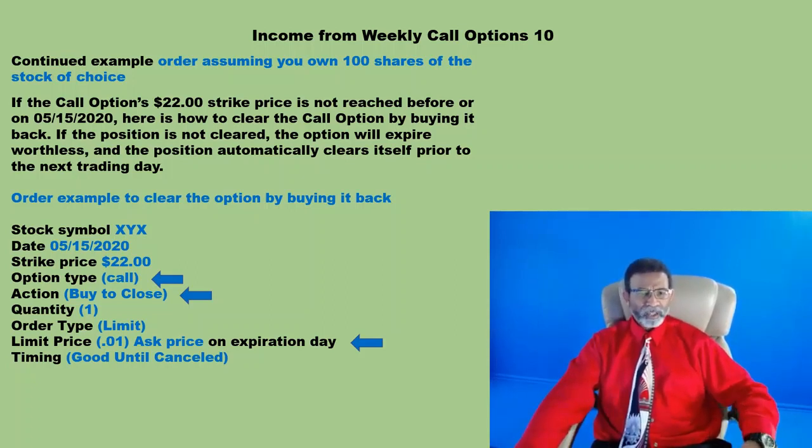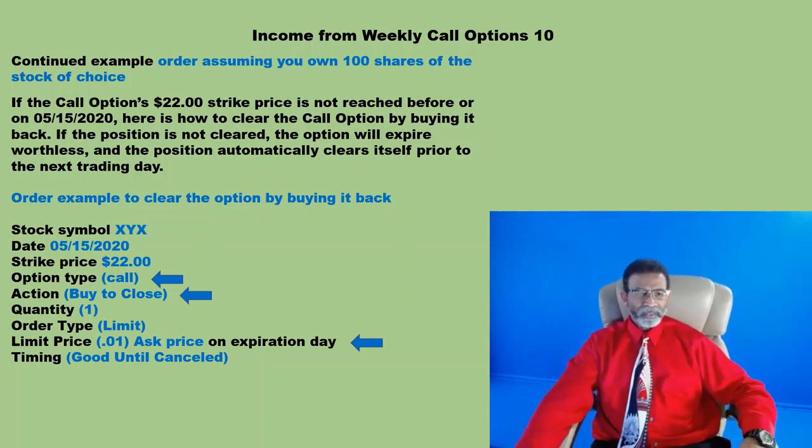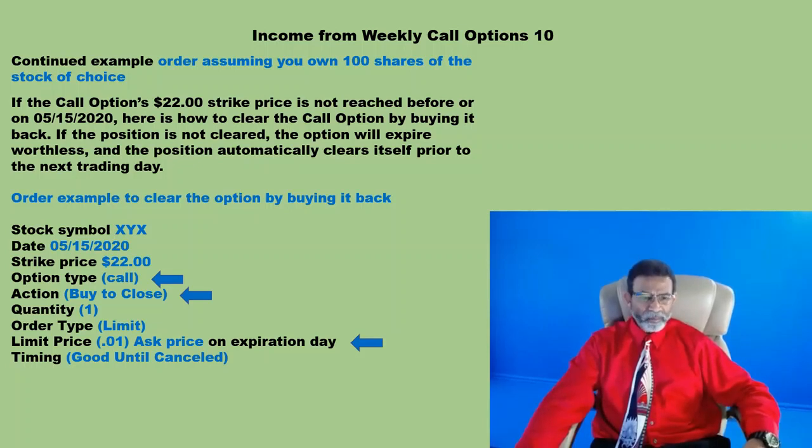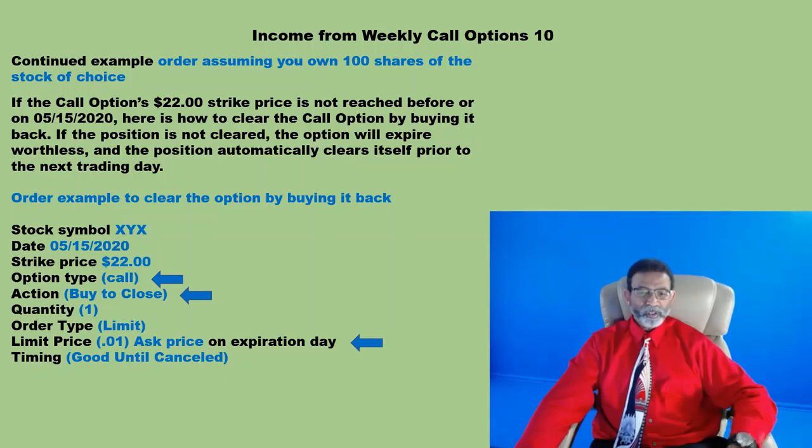In this particular example, what you would do is pick the stock option that you want to clear for the date, in this case 5/15, and the strike price that you sold the option for. It's a call option, and very important, the action would be buy to close. So you're buying to close, closing out the option. Enter however many options you have sold that you want to buy back. In this case, we'll do an example for one, with an order type of limit.